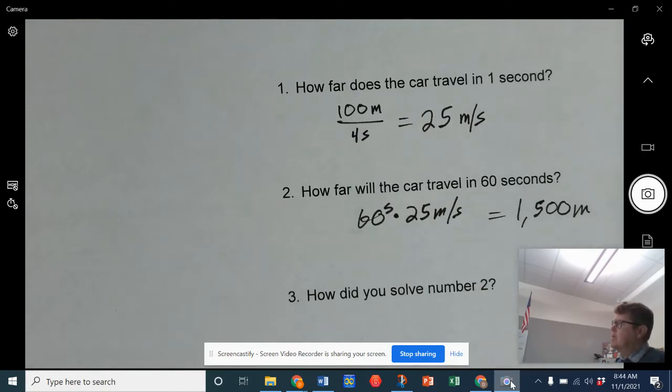Which is, I don't know, let's see, 45 miles per hour? Shoot, I don't know.